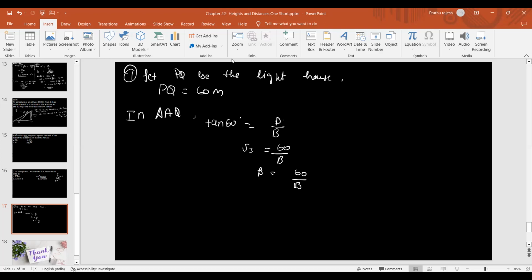Now to solve this further, you just cannot do 60 by 1.732. It will become wrong. So what you do is you have to rationalize the numerator and denominator. So multiply and divide by root 3. So 60 into root 3 divided by 3, since root 3 times root 3 is 3. 60 divided by 3 is 20. So 20 root 3, my first equation.